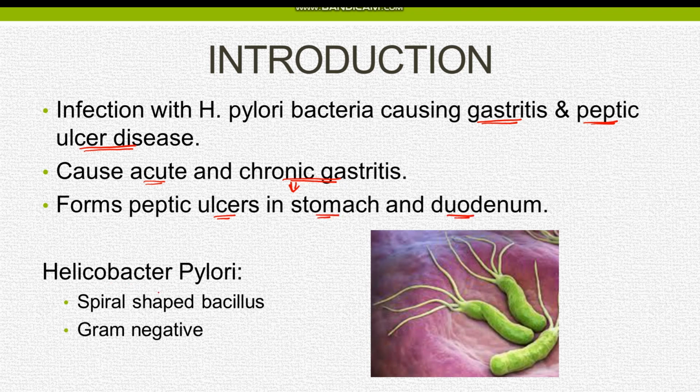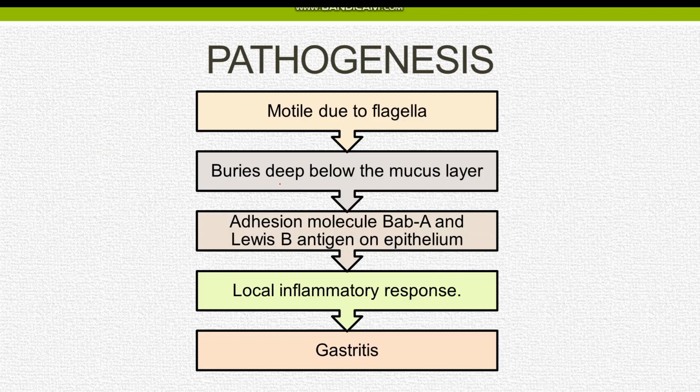So Helicobacter pylori is a spiral-shaped bacillus bacteria and it is gram-negative. The bacteria are motile due to presence of flagella and they are mostly acquired through either fecal-oral route or oro-oral route. The only host for Helicobacter pylori is human being. So H. pylori results in acute and chronic gastritis, formation of duodenal ulcer, and formation of gastric ulcer.